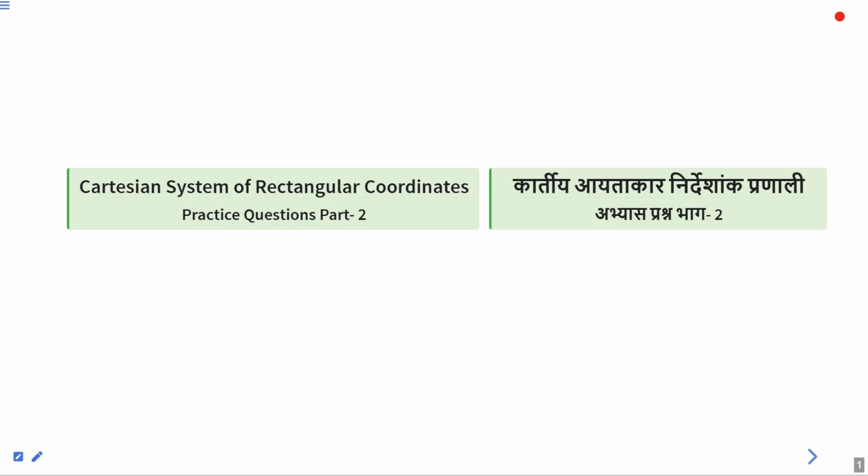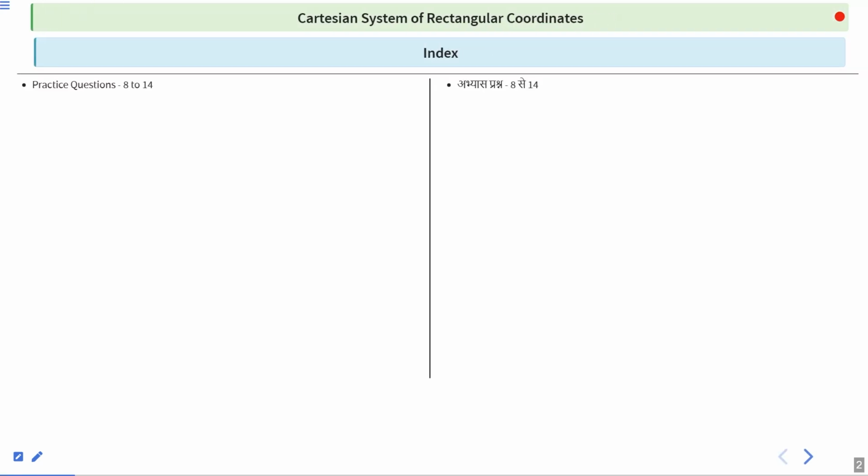Hello everyone, welcome to today's lecture. In today's class, we will practice some more questions based on Cartesian system of rectangular coordinates. In this class, we will start from question number 8 and we will discuss till question number 14.